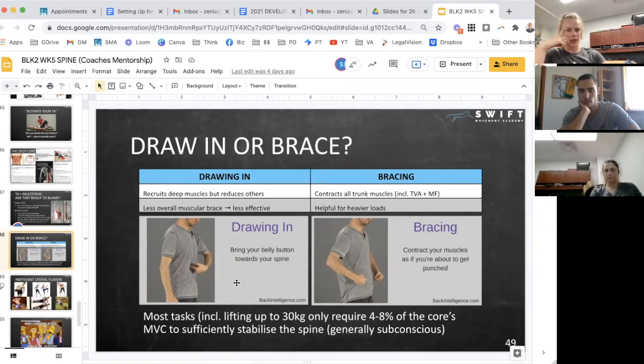And then the side note to that is that most tasks, including lifting up to 30 kilos, only require 4 to 8% of the core's maximal voluntary contraction to sufficiently stabilize the spine. And generally it happens subconsciously. So that's my rant about why I think TA training in isolation is a waste of time.